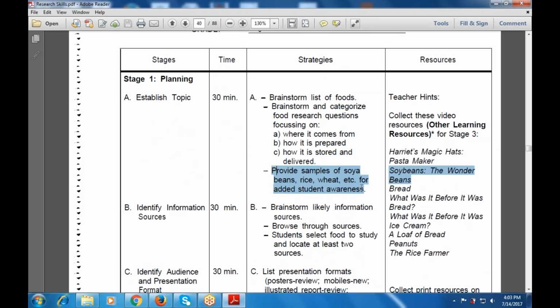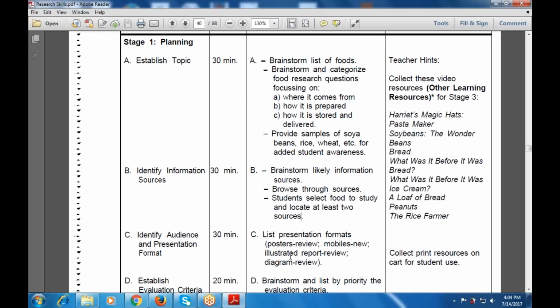Then provide samples of soya beans, rice, wheat, etc. for added student awareness. Next is to identify the available sources. What are the various available sources by which we can identify the materials? That includes brainstorming and the information sources, by which we can select, study and locate at least 2 materials. Then identify the audience and the presentation format.